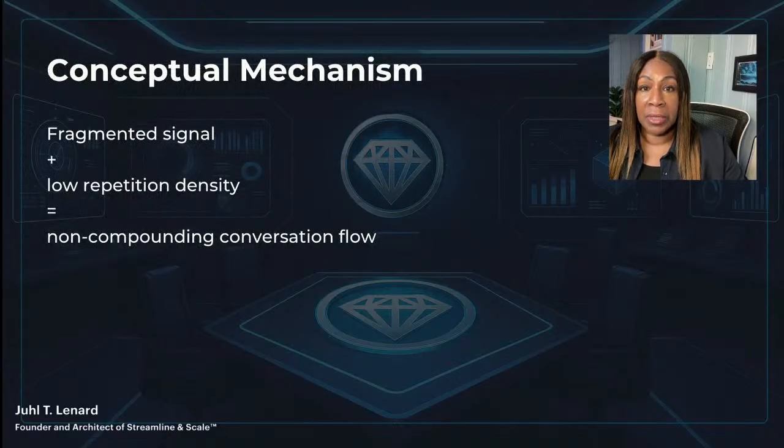Now, the mechanism, what happens here that causes this dispersion, is the fragmented signal and low repetition density. In other words, and you'll see later in the examples, your signal is going into multiple different places and you're not really getting a lot of traction in any of them, right? And so it's a non-compounding conversation flow, because we know that conversations are what convert to actual clients, right?